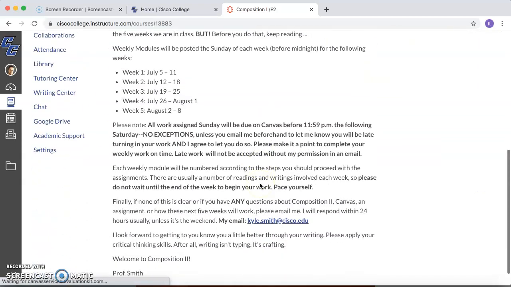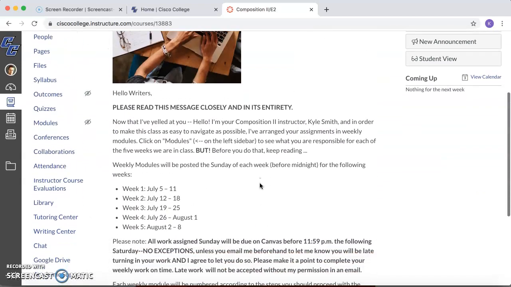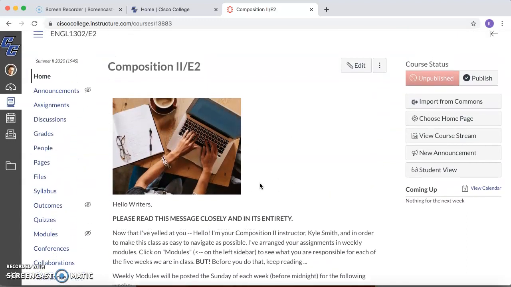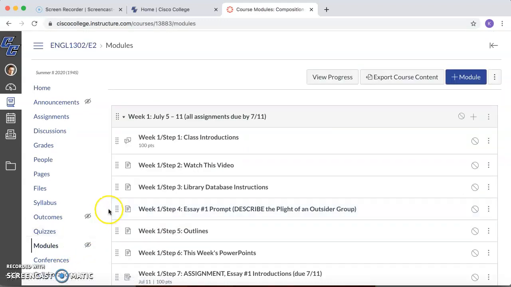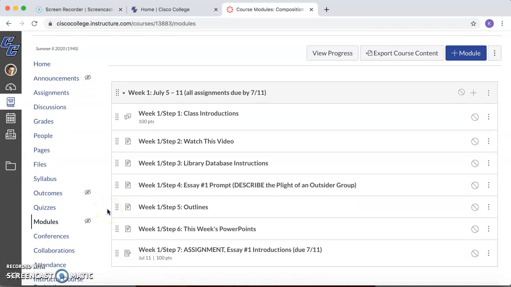And here you'll find a welcome letter, which you need to read with some valuable information. Make sure you read all of that. Make sure you read everything I post because there's information there you need. And then every week we will work through modules. So make sure you click on modules, and that will break down week by week for all 5 weeks that we're in this course. So week 1, July 5th through the 11th, that's Sunday through Saturday.